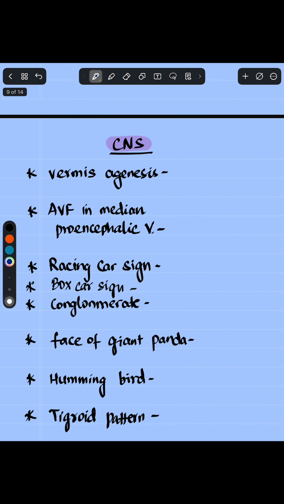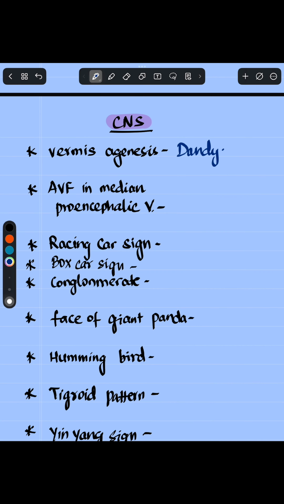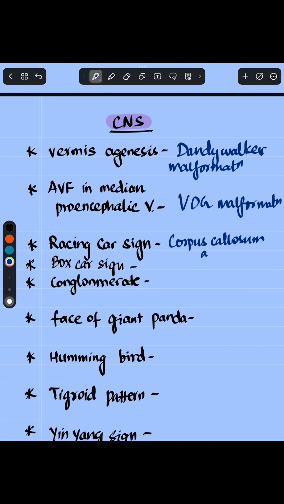Coming to CNS, if there is vermis agenesis, it is Dandy-Walker malformation. AV fistula in median prosencephalic vein, it is vein of Galen malformation. Racing car sign is corpus callosum agenesis. Boxcar sign is seen in Huntington's disease. Conglomerate tuberculoma. Face of giant panda you can see in Wilson's.